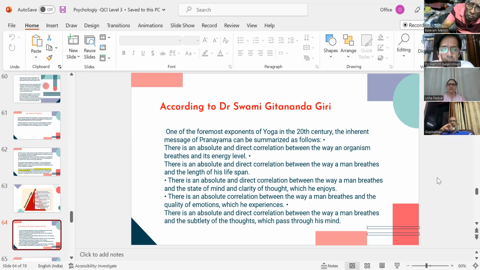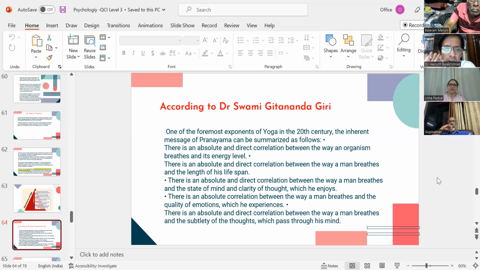So dangerous. There is an absolute and direct correlation between the way a man breathes and the state of mind and the clarity of thought which we enjoy. If you look at Cristiano Ronaldo, it's interesting to look at most of his direct shots. I have done the study through video. Most of the time when he has to take direct shots, you will find him taking 3 to 5 deep breaths. He'll take the breath, leave it out completely, 3 to 4, 5 times, and only then will he take the direct shot.